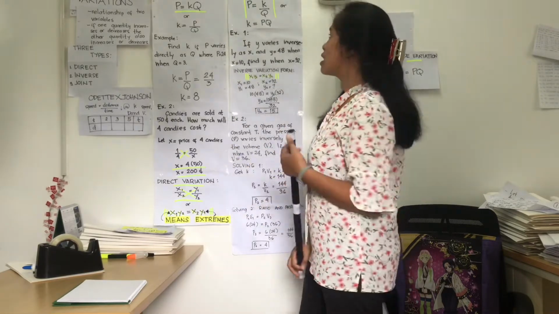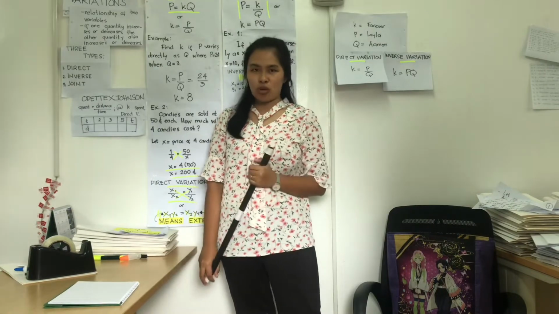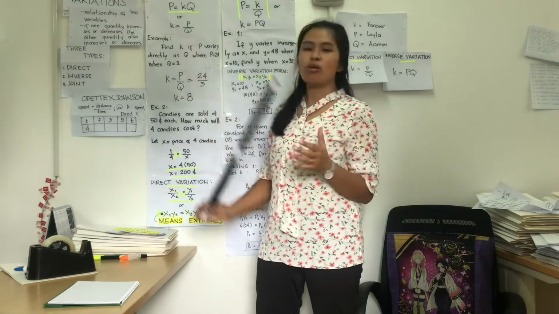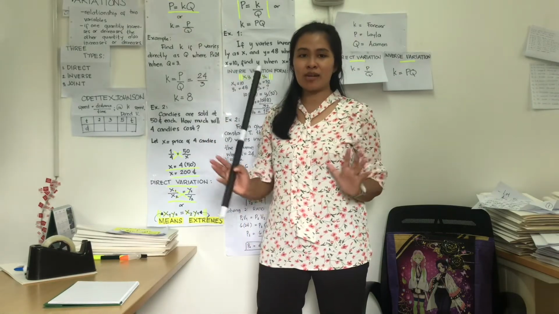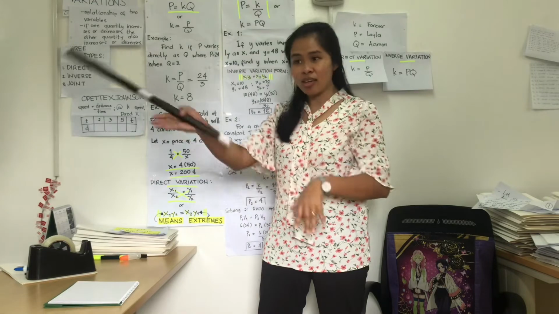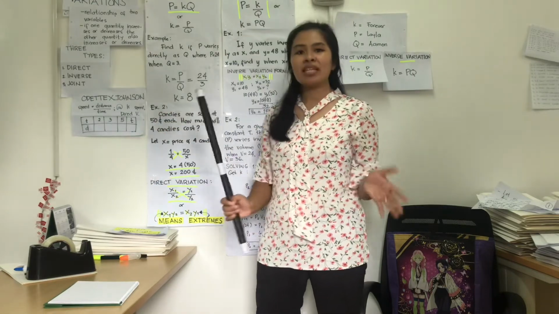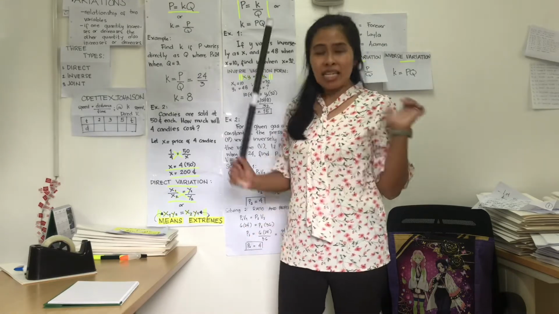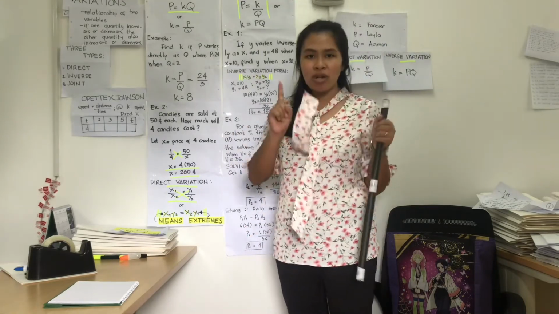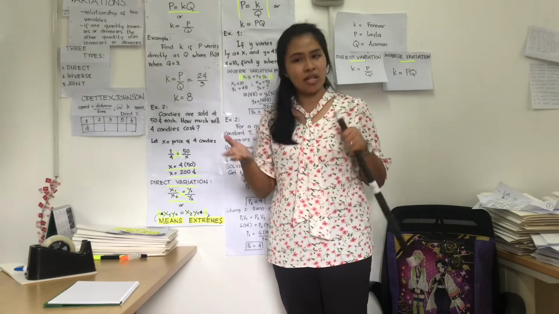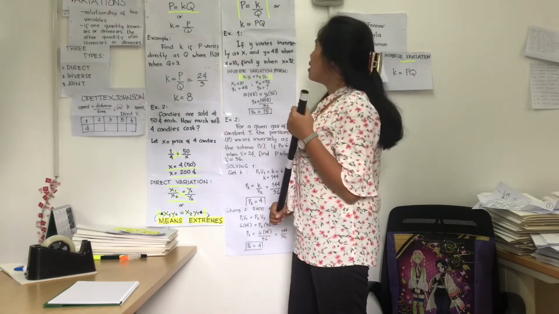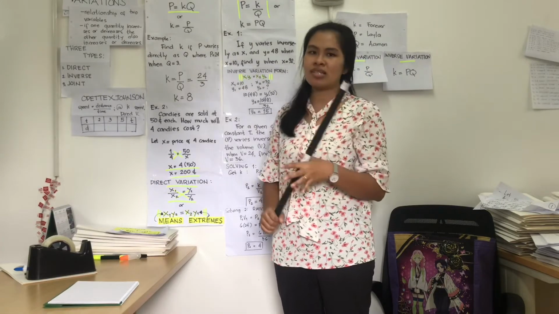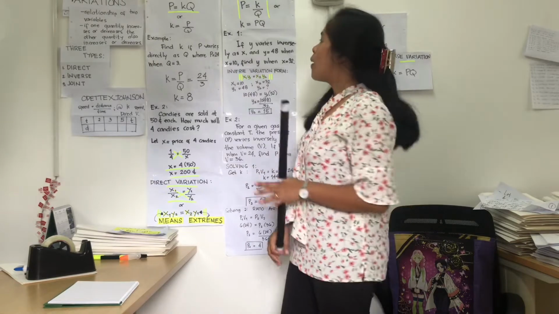That is their difference. For direct variation, we can assume that if one variable increases, the other variable also increases. As one increases, the other also increases, meaning they are directly proportional to each other. Whereas in inverse variations, if one variable increases, the other decreases, and if this other variable decreases, then the other increases. They are inversely proportional with each other.